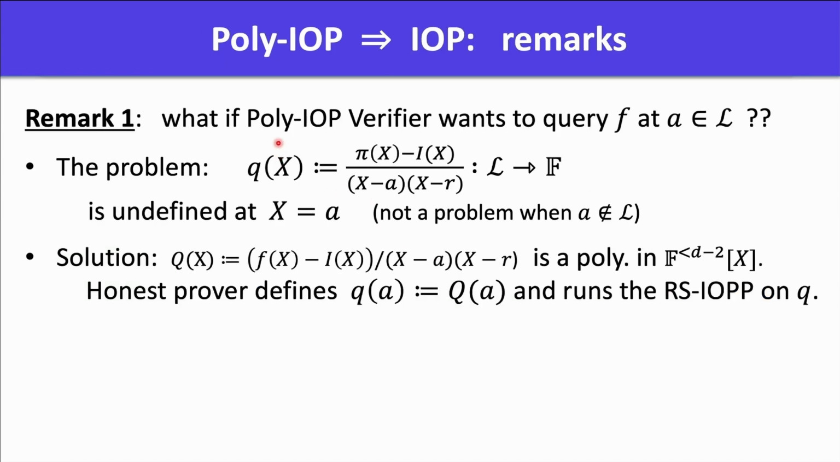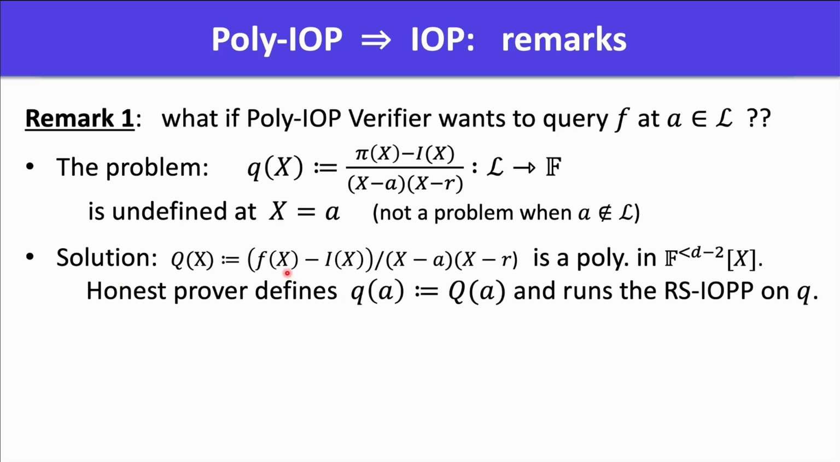The first one is everything we did so far assumed that the evaluation point is outside of the domain of the code. But what if the Poly-IOP verifier actually wants to evaluate the polynomial at a point in the domain of the code? What happens then? The problem is that when we defined our quotient, we divided by x minus a, and if a is in the domain of the code, then we're dividing by 0, and as a result, the quotient is undefined. This was not a problem when the evaluation points were always outside of the domain of the code. But it turns out there's a very simple solution to this.